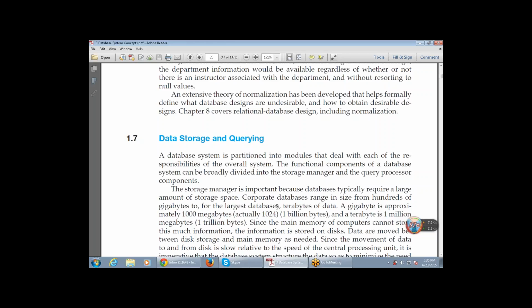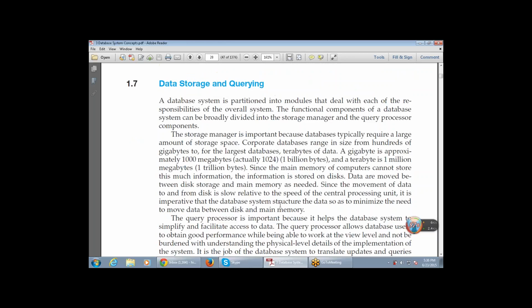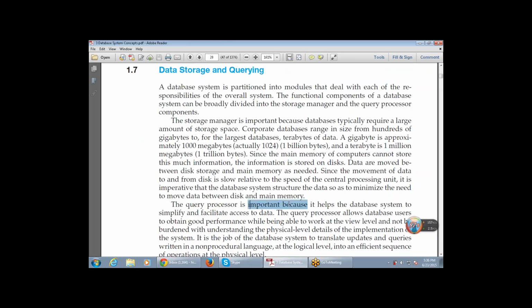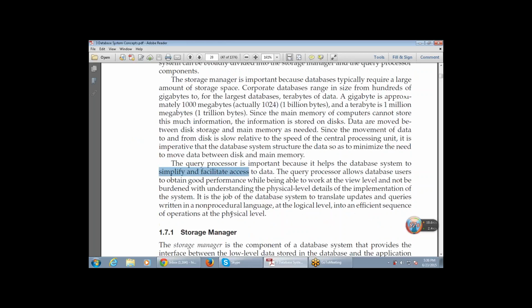The storage manager is very important because a database typically requires a large amount of storage space. And the query processor is very important because it helps the database system to simplify and facilitate access to data. That is, it is used to simplify and facilitate access to the data.